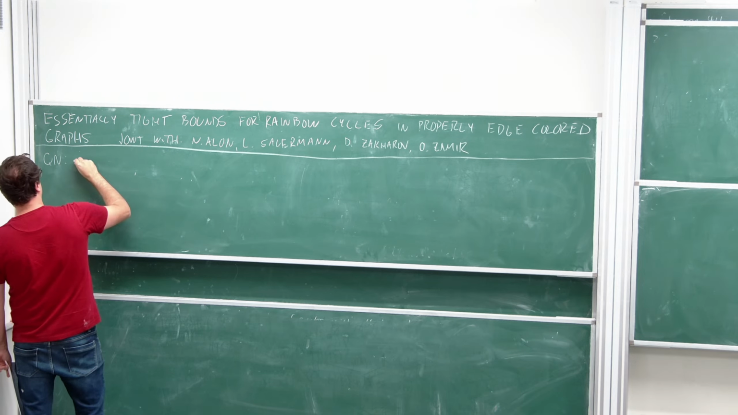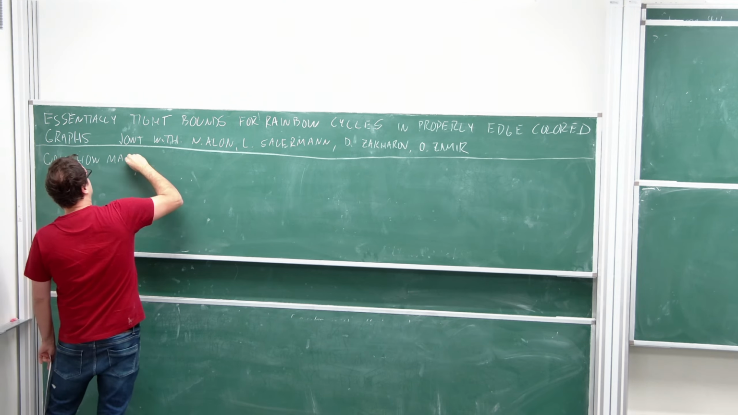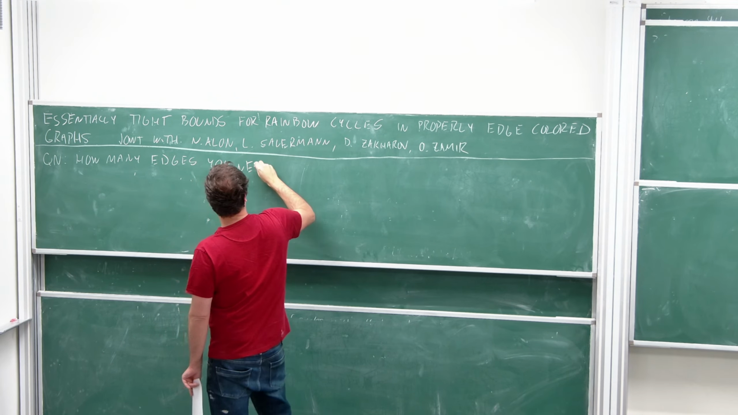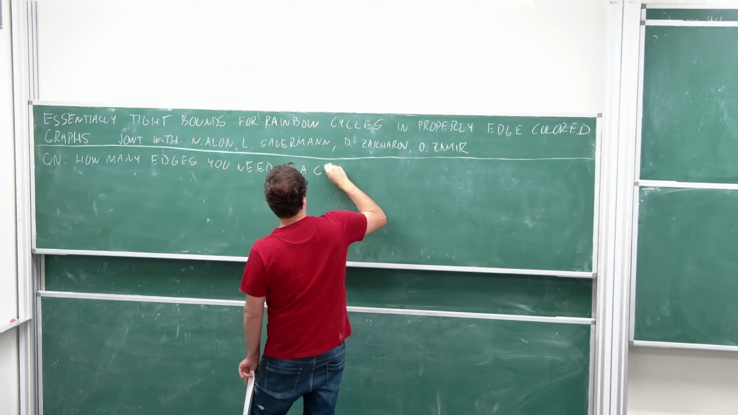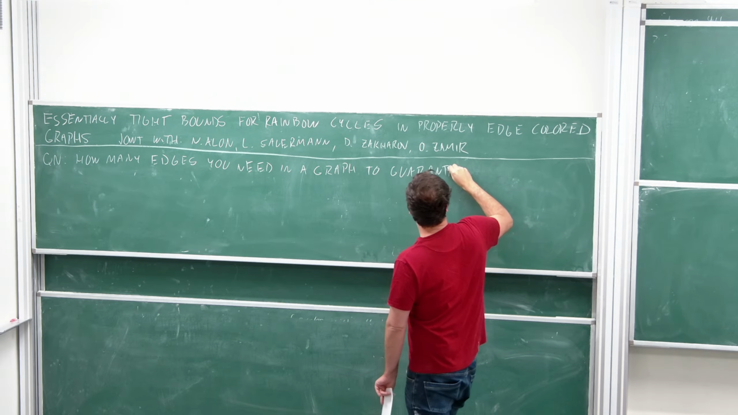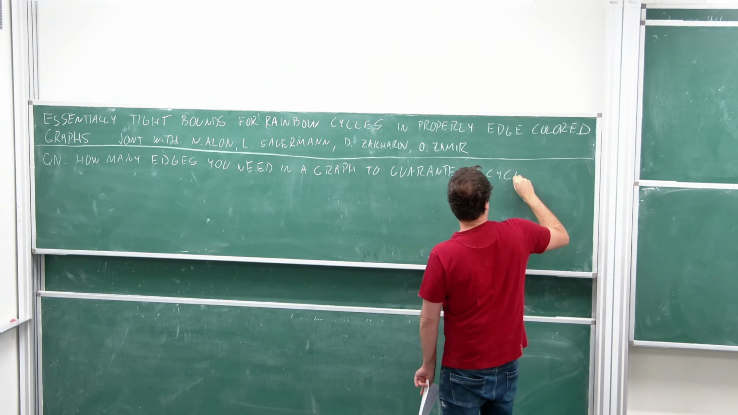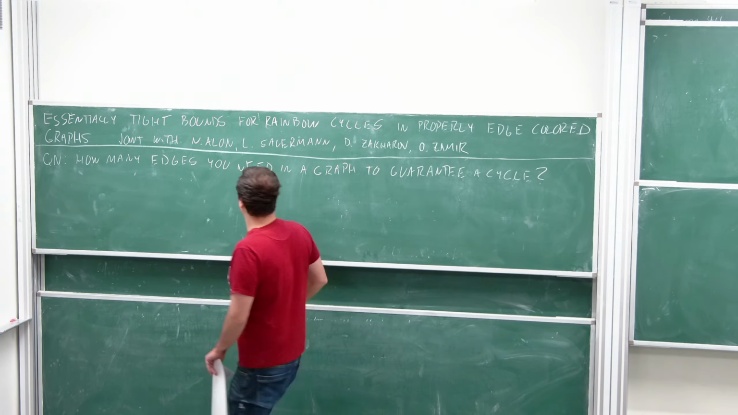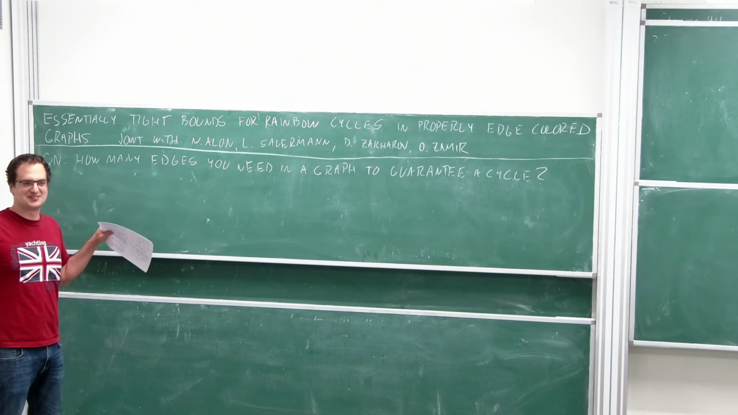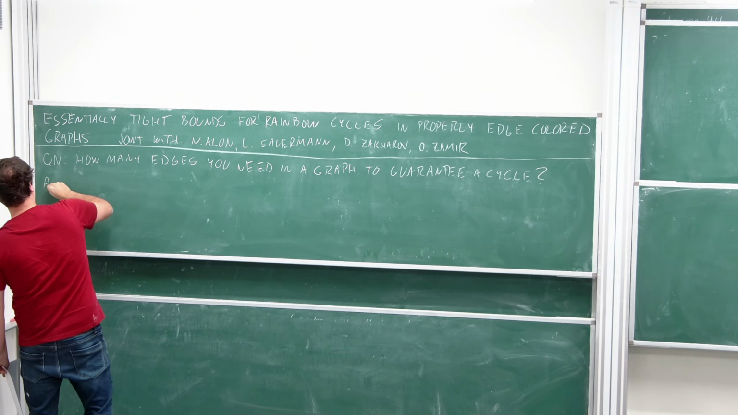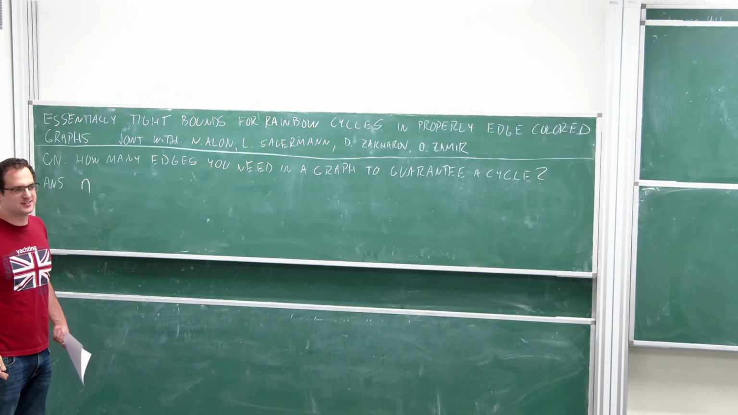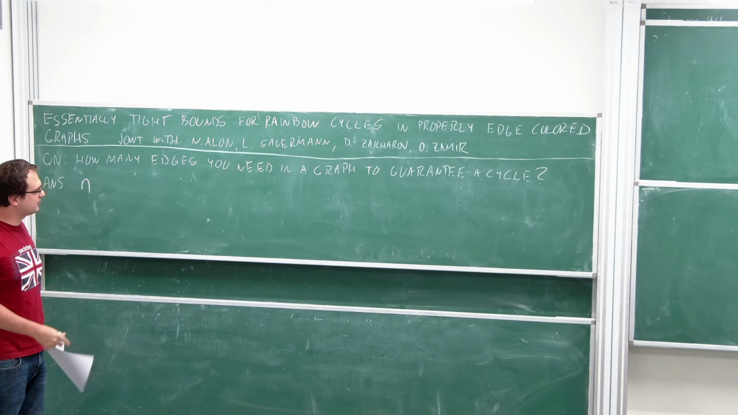It's a very simple question, which asks how many edges you need in a graph to guarantee a cycle. Does anyone want to volunteer an answer? I promise it's not a trick question. N. Yeah, thank you. The answer is N, because as soon as you have n edges, you are not a forest. The forest with the maximum number of edges is a spanning tree, which has n minus 1.